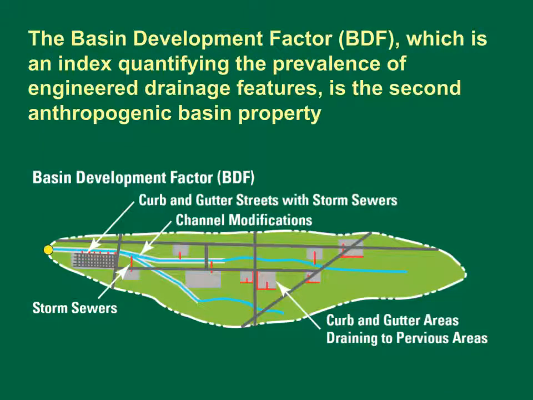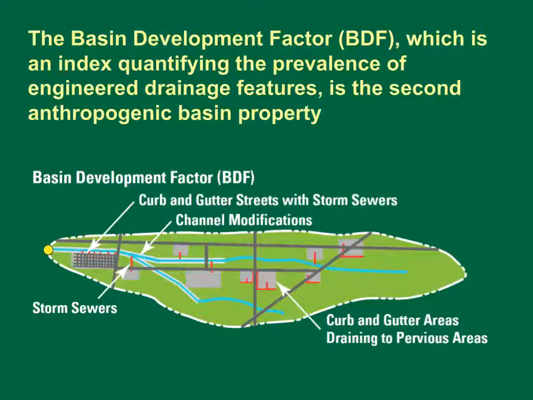This is a schematic diagram of a basin in map view showing the selected components of the Basin Development Factor, BDF. The Basin Development Factor is used to define the basin lag time of the highway site and the upstream basin. The basin lag time is the time between the centroid of precipitation and the centroid of runoff. The Basin Development Factor is an index score from 0 to 12, indicating the prevalence of channel improvements, channel linings, storm drains or storm sewers, and the curb and gutter streets within the highway site and the upstream basin.